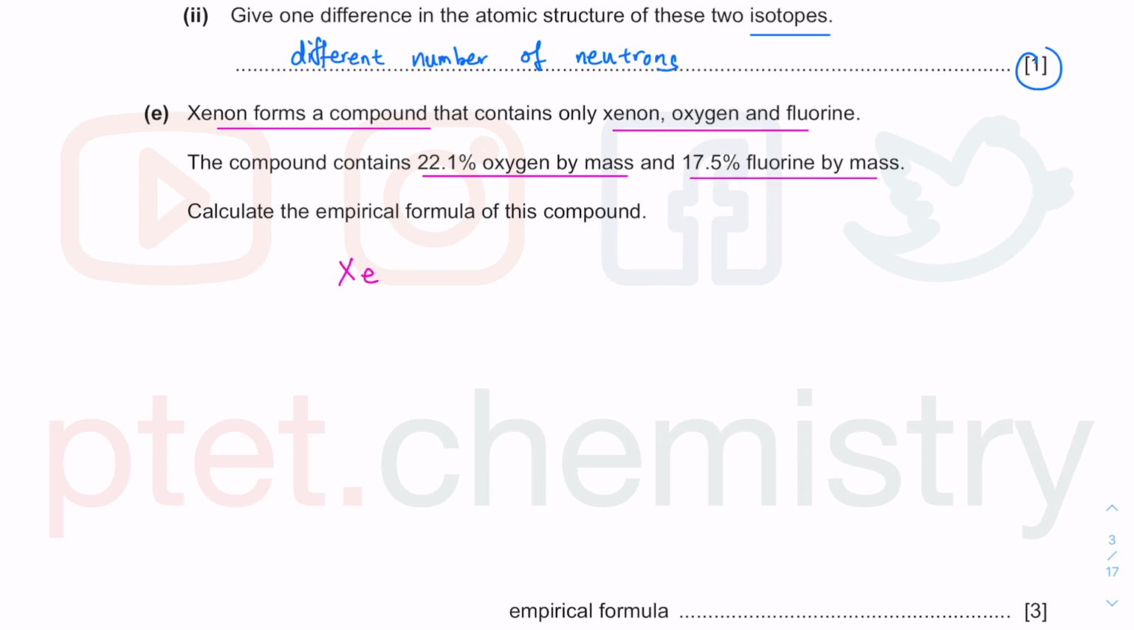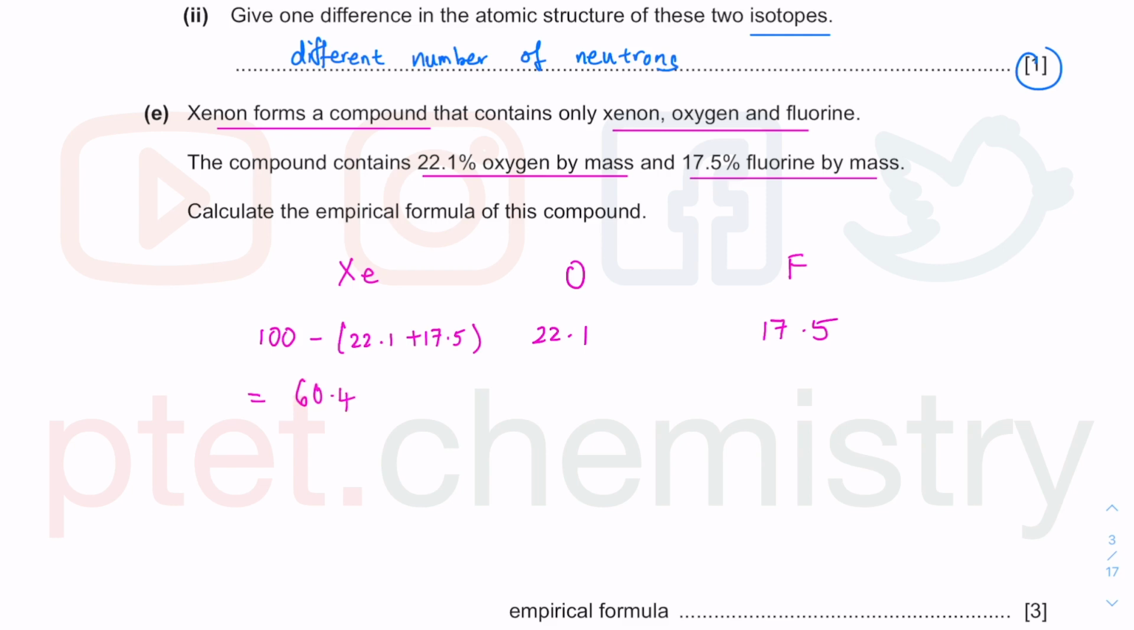So we have xenon, we have oxygen, and we have fluorine. So this is 22.1%, this is 17.5%. So this is the remaining bit. So make sure you can do the math correctly. The sum of that 22.1 and 17.5, take it away from 100. So 22.1 plus 17.5 gives me 39.6. And then I take away from 100, I get 60.4.